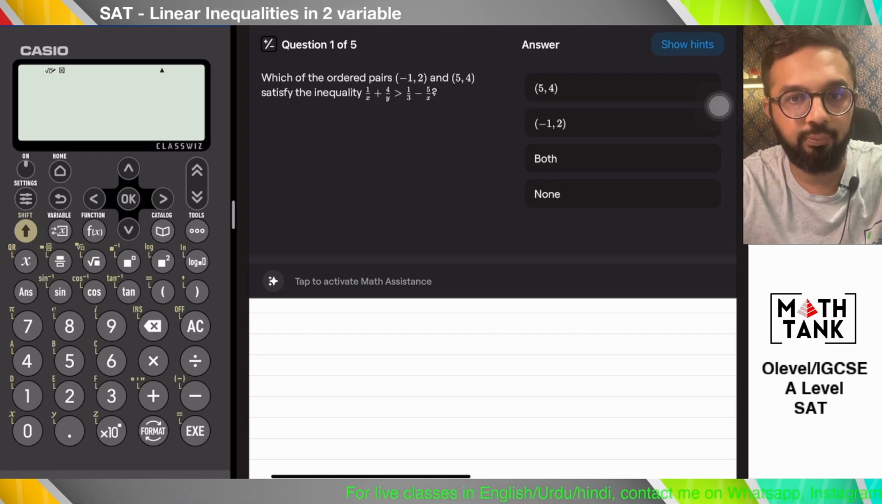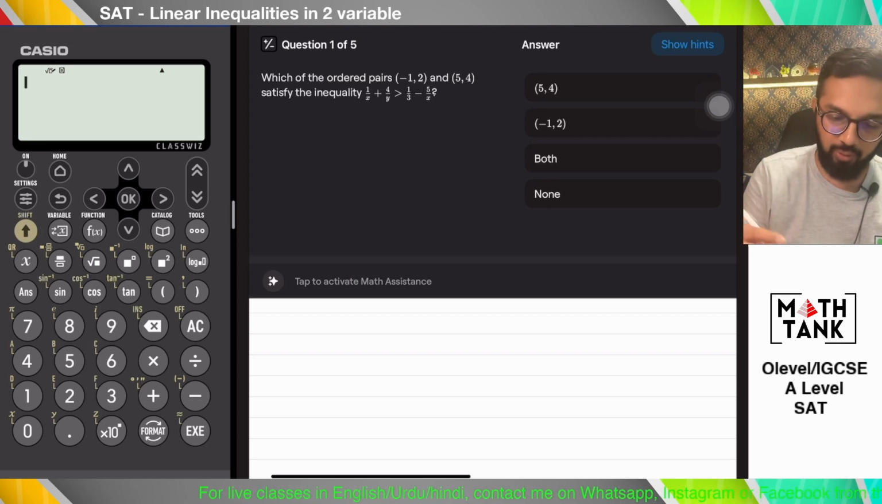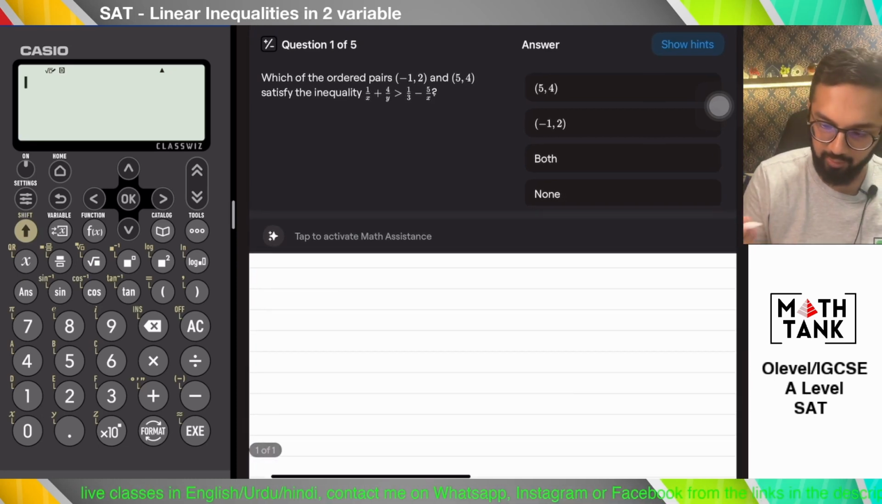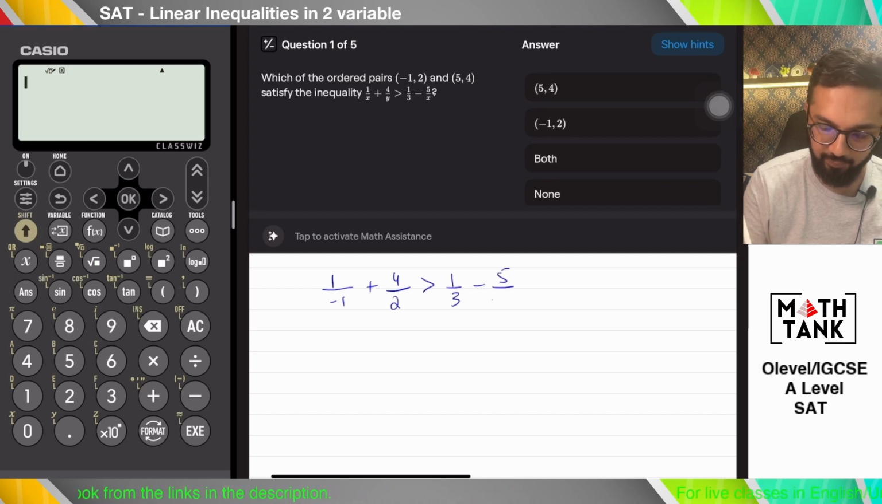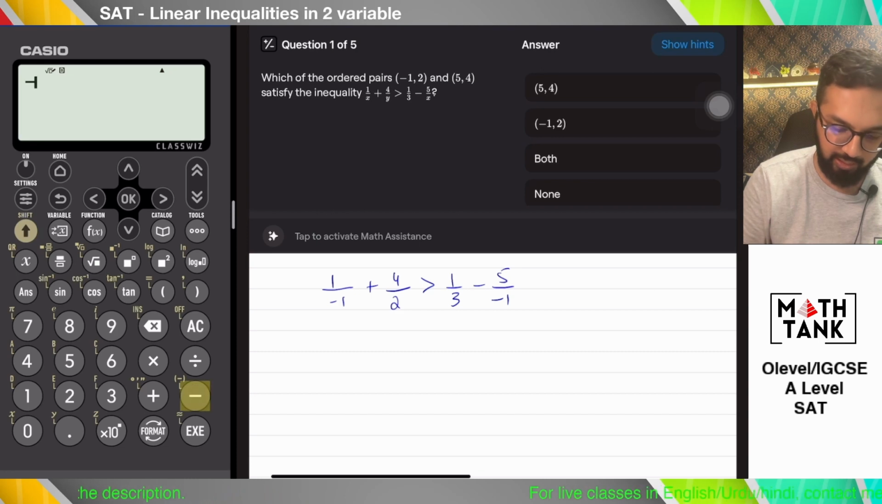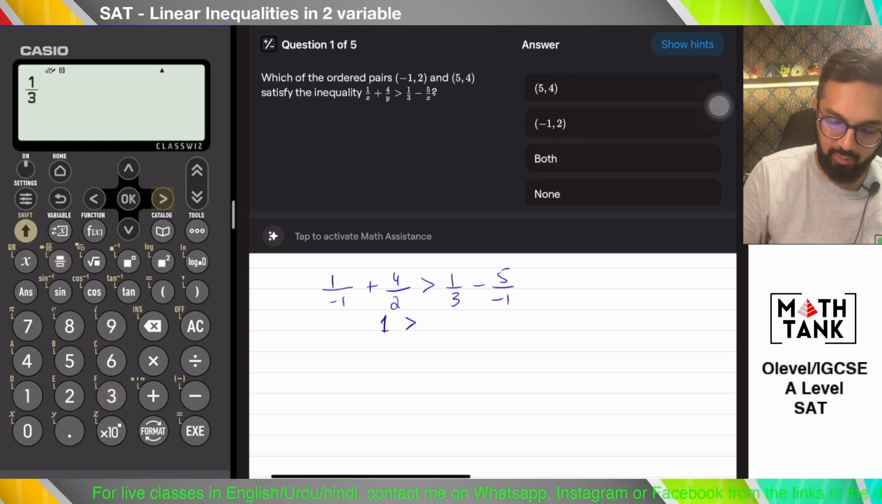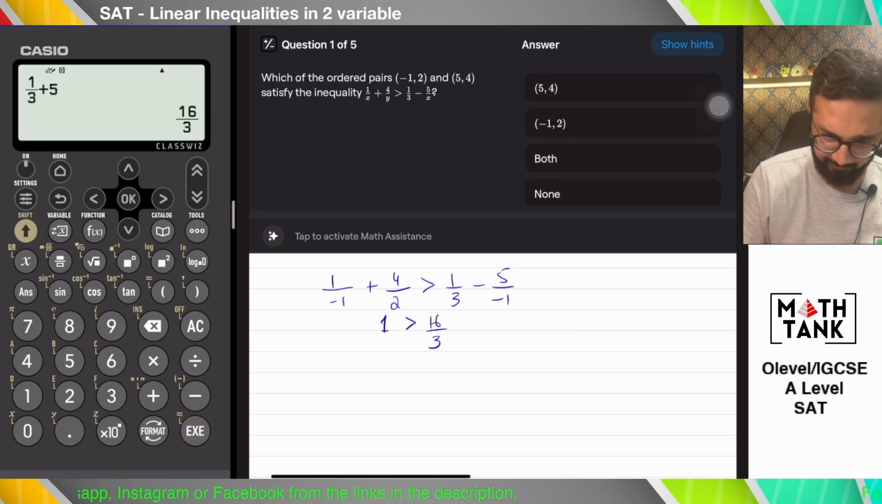Okay, let's begin. Which of the ordered pairs (-1, 2) and (5, 4) satisfy the inequality? So I'm going to plug in both pairs and see which satisfy. 1 over -1 plus 4 over 2 is greater than 1 over 3 minus 5 over -1. That is something I should do on my calculator. -1 plus 2 gives me 1. Is that greater than 1 over 3 plus 5? No, that's not greater than 16 over 3. So the first pair doesn't satisfy.